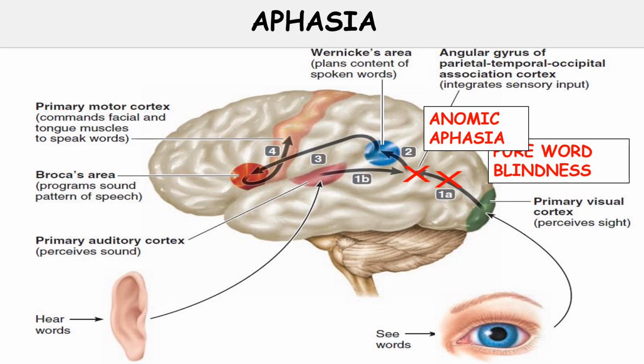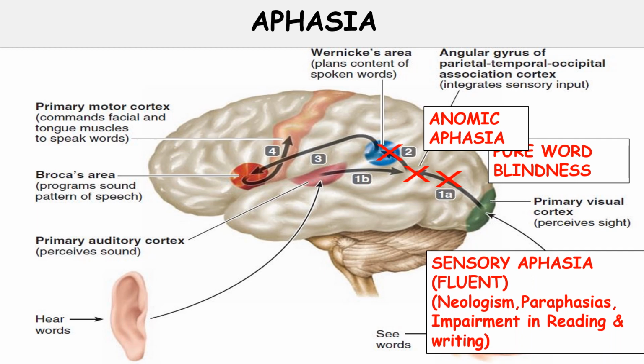And then anomic aphasia. It is the inability to find an appropriate word to express a thought. Usually here the naming of objects will be lost. They know what it is, but they don't know the name. If you show an apple, they know what it is, but they will not say that it is an apple. They will forget the name of an object. And then sensory aphasia.